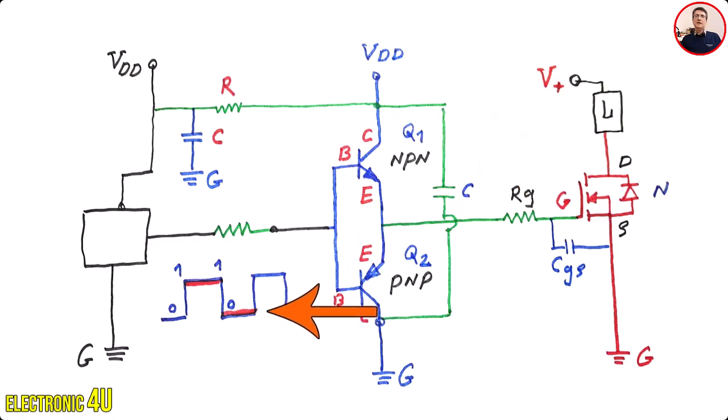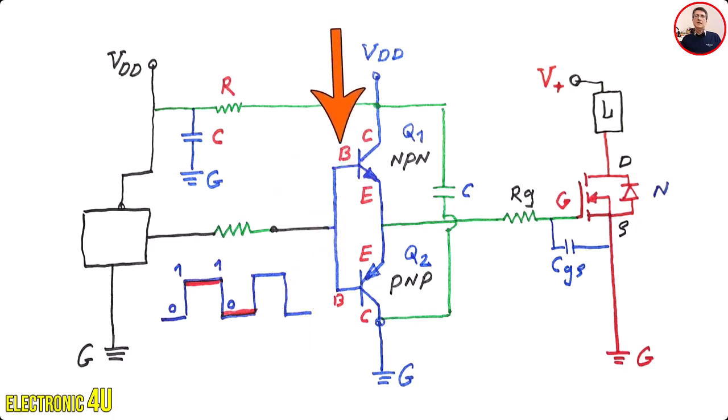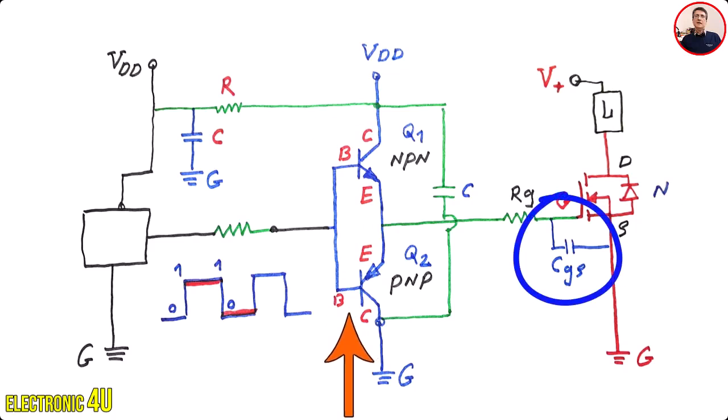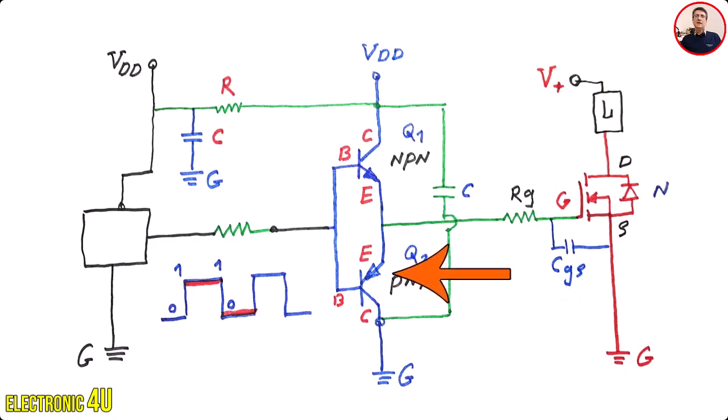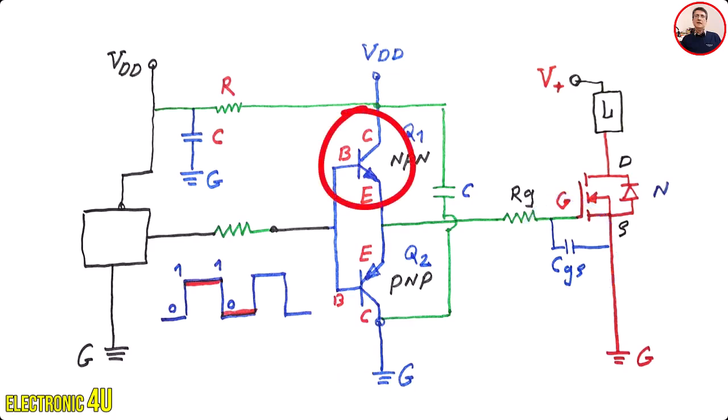In the next half cycle, zero voltage reaches the base of transistors Q1 and Q2. Zero voltage reaches the base of the NPN transistor, and the transistor turns off. The same voltage reaches the base of transistor Q2, and this transistor turns on. The voltage in the capacitor CGS reaches the emitter of the transistor Q2 through the resistance RG and is connected to the ground through the collector. So, the capacitor CGS is discharged and the MOSFET turns off. Transistor Q1 is a current source and transistor Q2 is current sink.